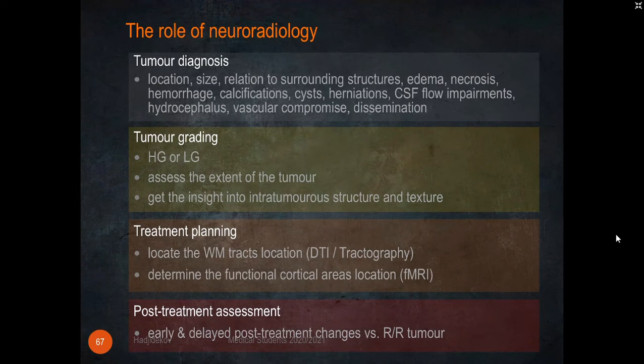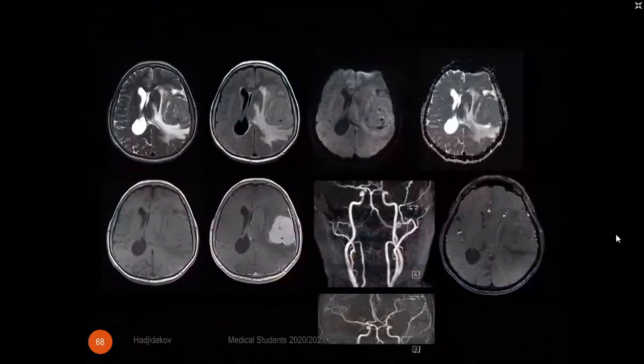Also, we can plan treatment. How can we locate the white matter tracts by using the advanced techniques of so-called diffusion tensor imaging or tractography? How can we determine some functional cortical areas of location, with the so-called functional MRI? And also we can assess our patient after treatment, so the post-treatment assessment.